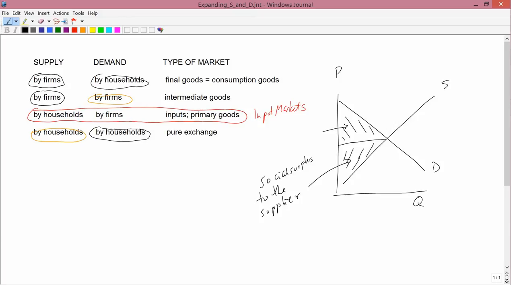Whoever it is, anybody in the first column on the typed table, the supply column, that's the person that gets that part of the social surplus. And then the other part is social surplus to the demander. Whoever is in the demand column gets that. So for example, in an input market, the social surplus to the supplier, this part here, goes to households, because in an input market the supplier is households. And the upper part, this part, goes to the demander. In an input market, the demander is firms. So that would go to firms. So it's always true that the lower part of the social surplus goes to the supplier and the upper part goes to the demander.